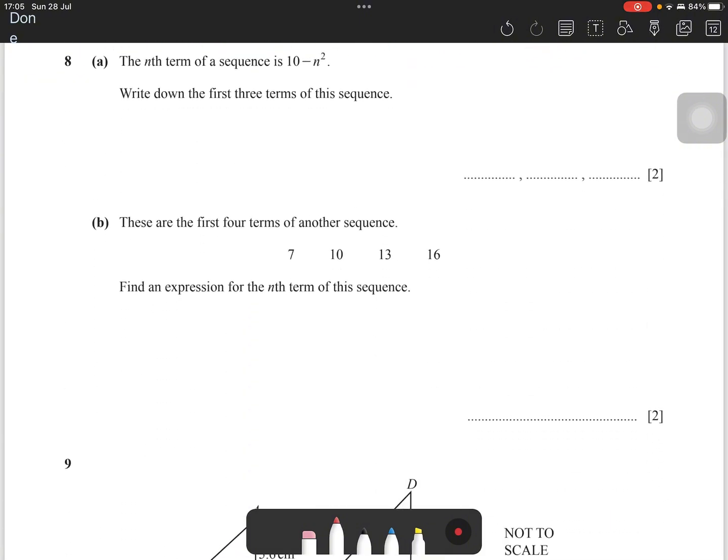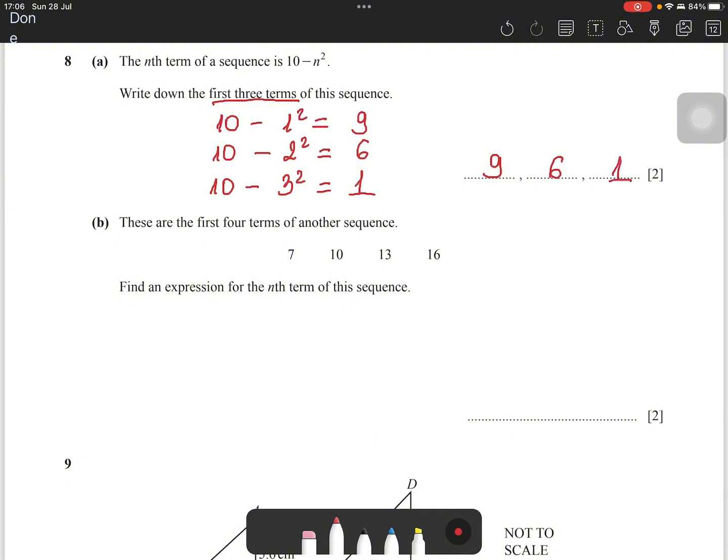Question 8. A. The nth term of a sequence is 10 minus n squared. Write down the first 3 terms. For the first term, n equals 1, then 10 minus 1 squared equals 10 minus 1 equals 9. For n equals 2, 10 minus 2 squared is 6. And then for the third term, 10 minus 3 squared is 1. So the first 3 terms are 9, 6, and 1.